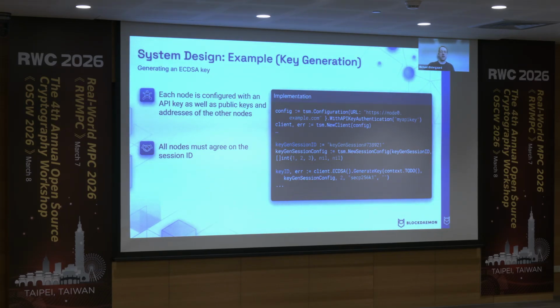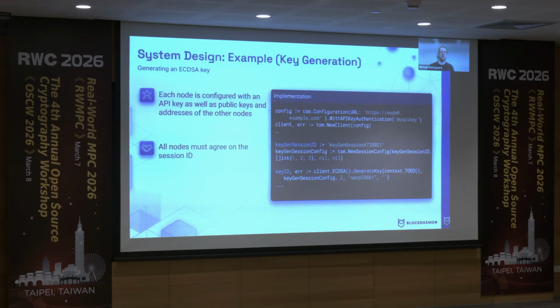So first you make a configuration, you provide the URL of a node, you say how you want to authenticate towards that node. It's an API key, it could be an MTLS connection or some OIDC, and then you create a client. Then you take the session ID that all participants in the protocol must agree on, and then you create a session configuration. The session configuration contains the session ID, it contains the indexes of the players that are participating in the protocol. In this case it's 1, 2, and 3. And then you have a couple of nil values. That's where you can specify public keys and addresses of players.